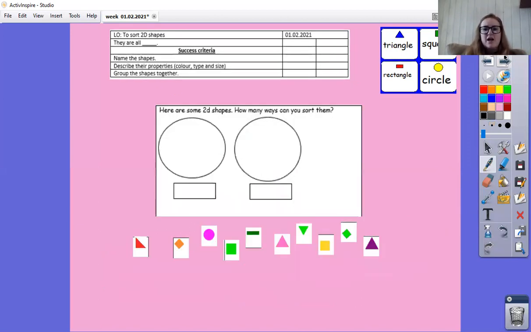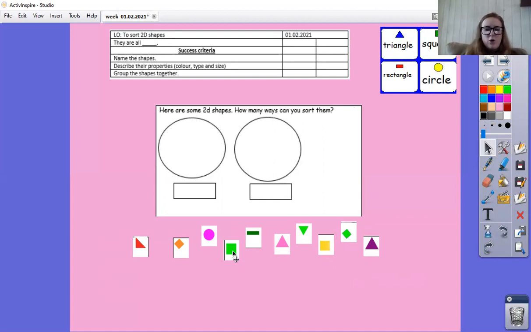Fantastic. Okay. Last one we're going to look at. So here are some 2D shapes. How many different ways can we sort them? Well, let's have a little go at this. So I've got a red triangle, an orange square, a pink circle, a green square, a green rectangle, a pink triangle, a green triangle, a yellow square, a green square, a purple square.